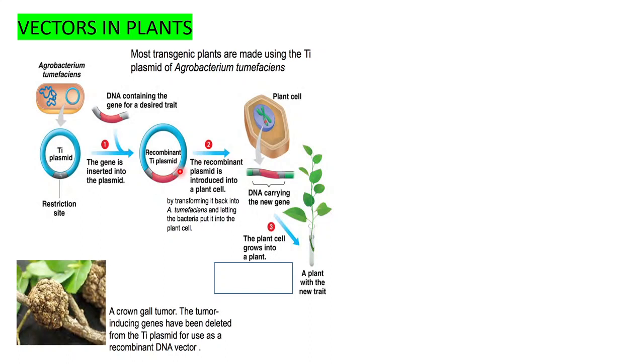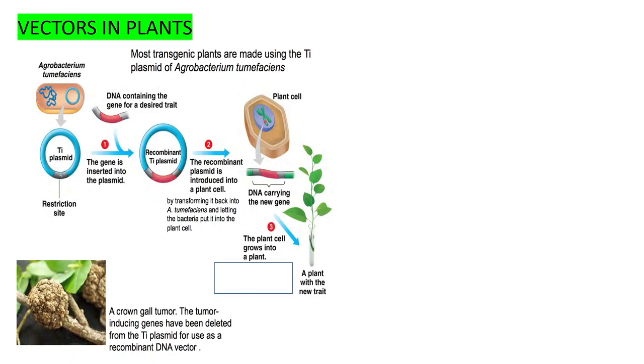But now what have we done? We have removed the disease causing property. The disease causing gene has been removed and replaced with a new DNA that we want the plant to produce. So it will become a part of the plant cell, and the plant cell which grows into the new plant will have the new trait. Whatever trait we desire, it will have that.